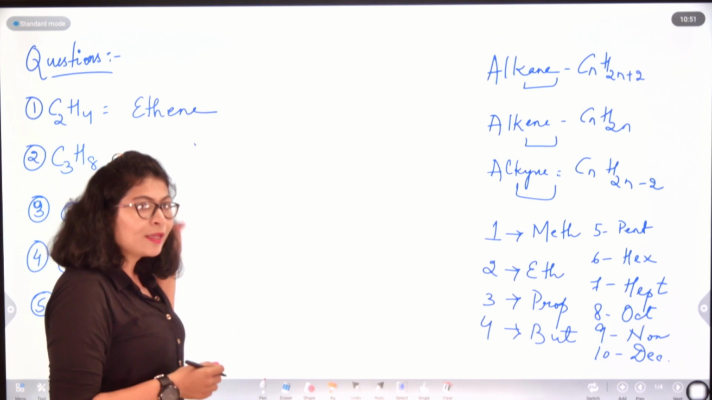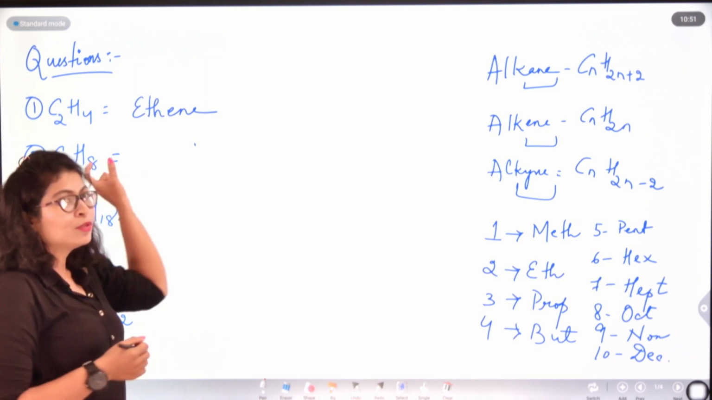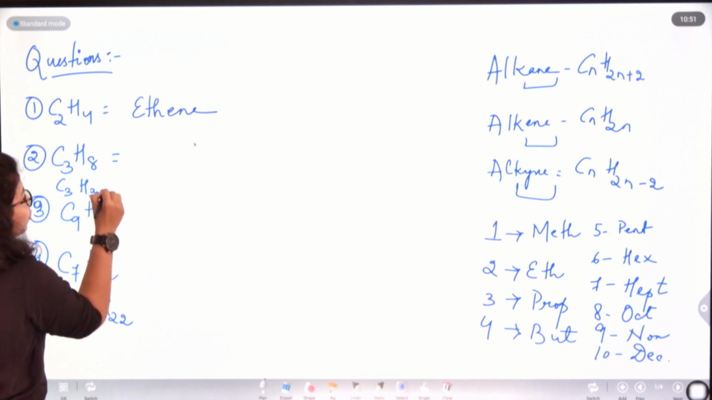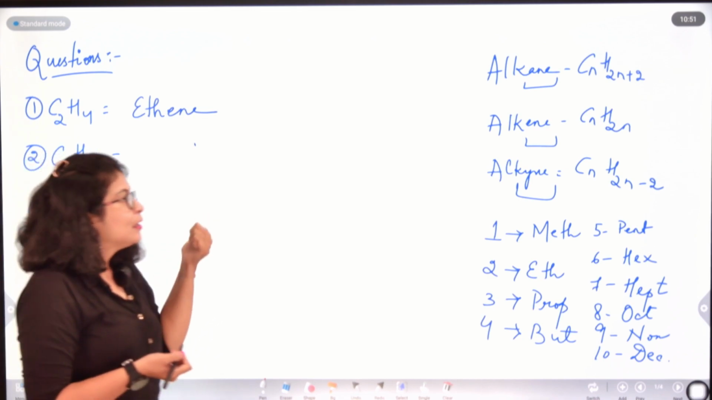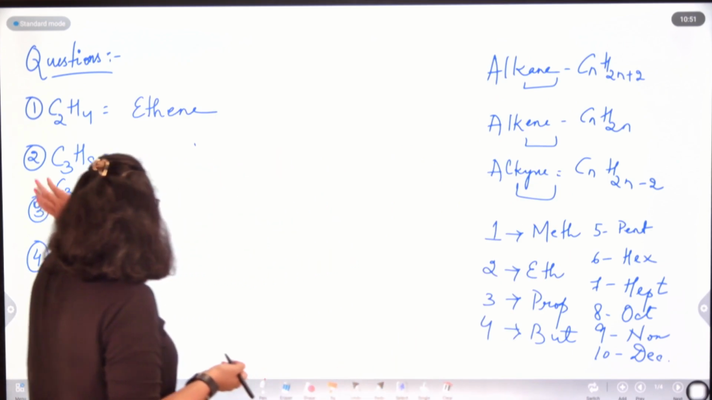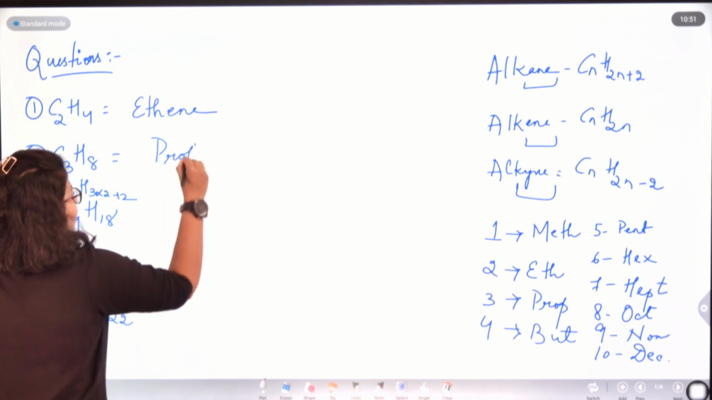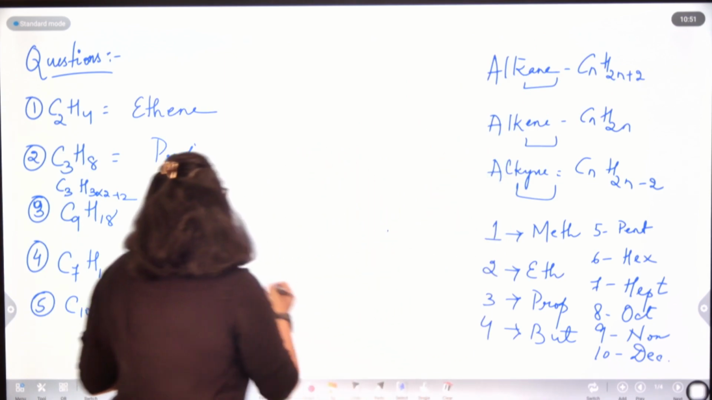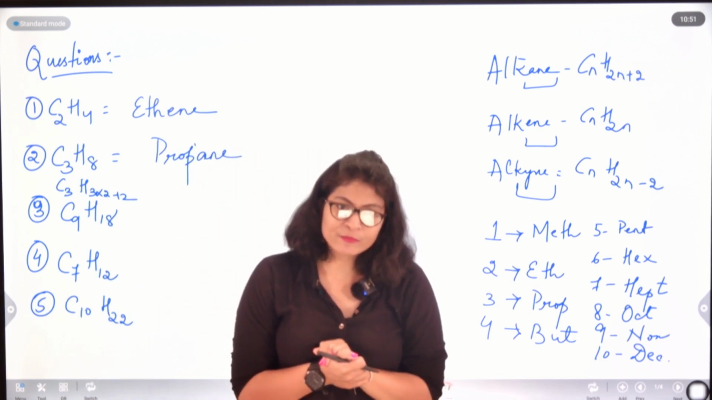Got it? The second, if I move on, is C3H8. If I see, it belongs to the category of CnH2n+2. Then clearly it falls into the group of alkanes. So, the word root for 3 carbon atoms is prop. And as it falls under the category of alkane, the suffix will be ane. So, it is propane. Okay. So, C3H8 stands for propane.